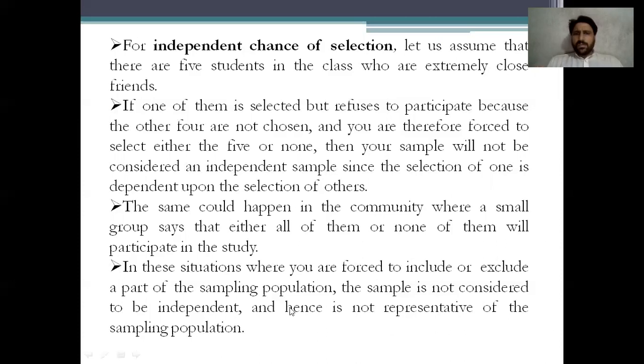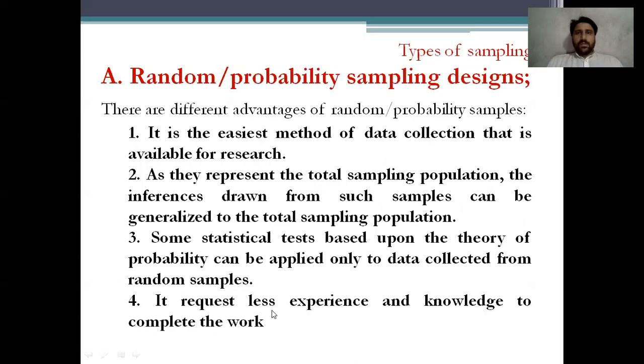The same could happen in a community where a small group says that either you include all of them in the study or none of them will participate. In such a situation, where you are forced to include or exclude part of the sampling population, the sample is not considered to be independent, and hence is not representative of the sampling population. A sample, whichever you are collecting, should have an equal chance, an independent chance of selection, and therefore these are the criteria which should be considered.